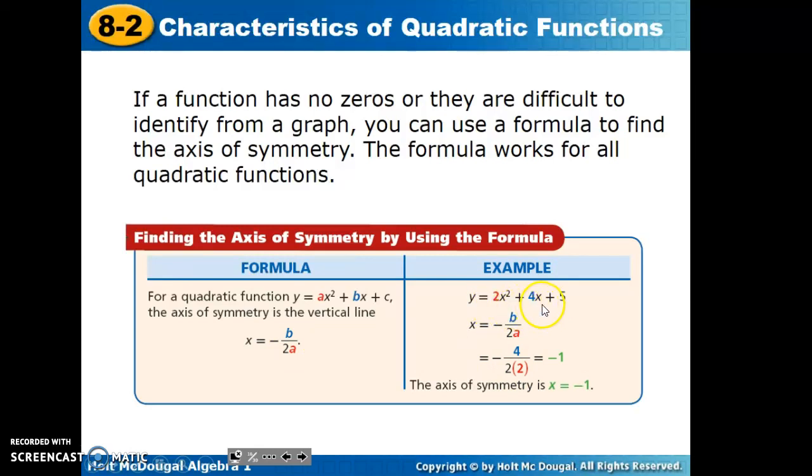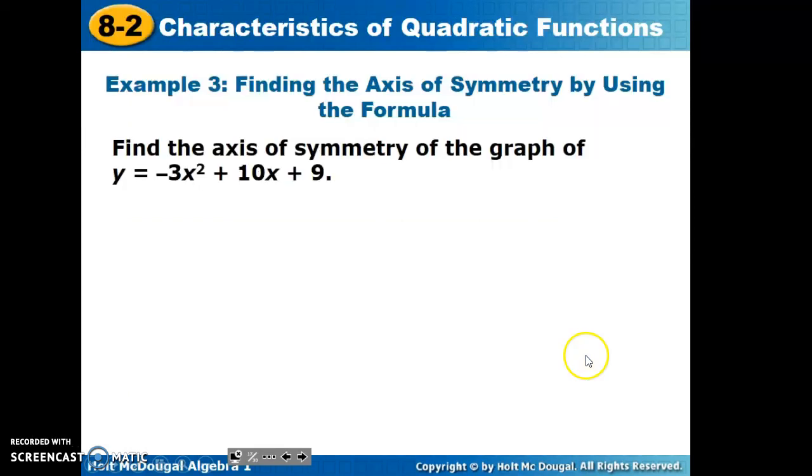If this is our quadratic function in standard form, 2x squared plus 4x plus 5, our axis of symmetry is x equals negative b over 2a. I simply substitute the values of b and a, so negative 4 over 2 times the a value 2. Negative 4 over 4 is negative 1. The axis of symmetry of this parabola is x equals negative 1.